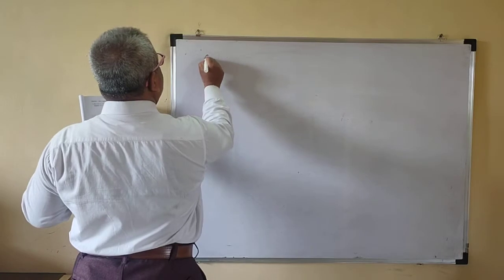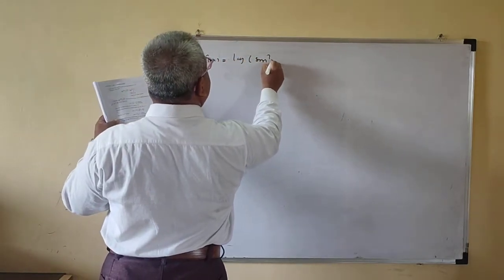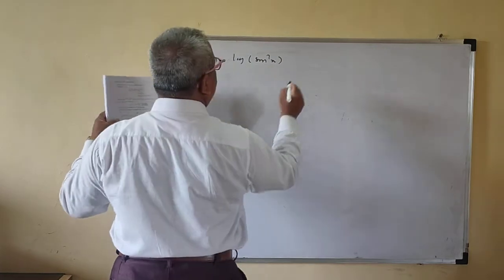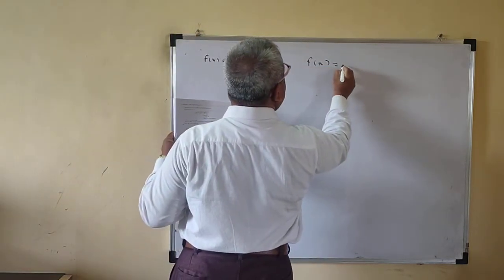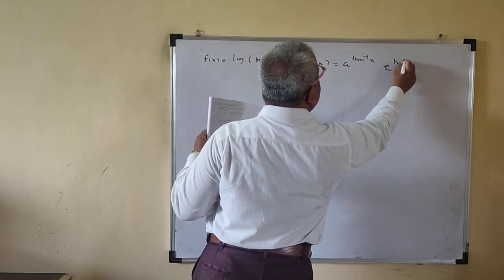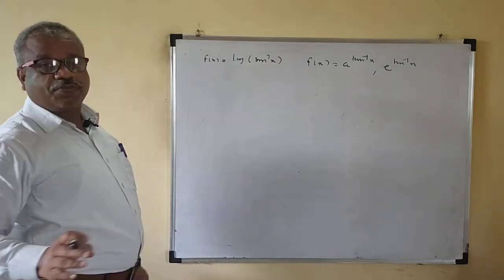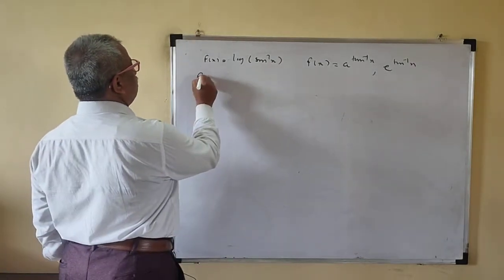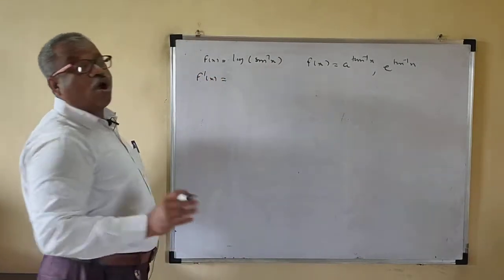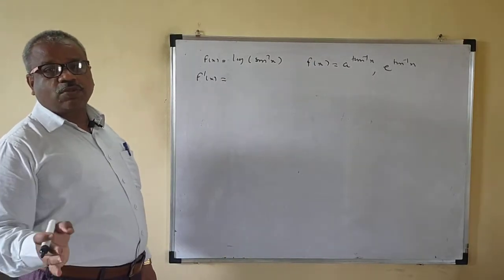Now suppose f of x is equal to log of sine square x. Or suppose f of x is a to the power tan inverse x, or e to the power tan inverse x. We want to differentiate this. So what is f dash x? This is log of something. What is the derivative of log x? 1 upon x. So the derivative of log of something is 1 upon something.